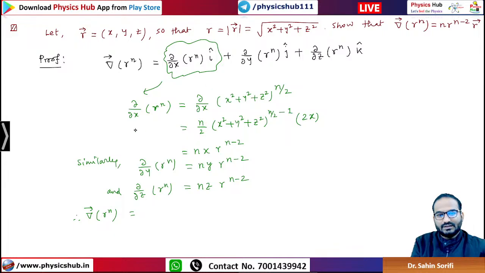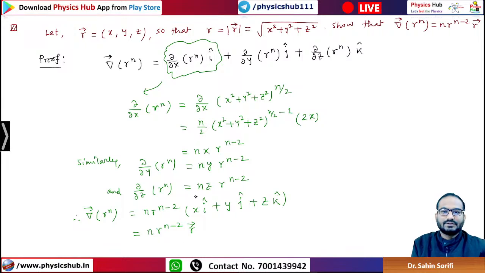look, in the first expression, the sum of these three quantities, and n r to the power n minus 2 is common in each term. First term, what is that? x i cap, plus second term y j cap, third term z k cap. This is nothing but r, so this becomes n r to the power n minus 2 times vector r. So in this way we prove that the gradient of r to the power n is equal to n r to the power n minus 2 vector r.